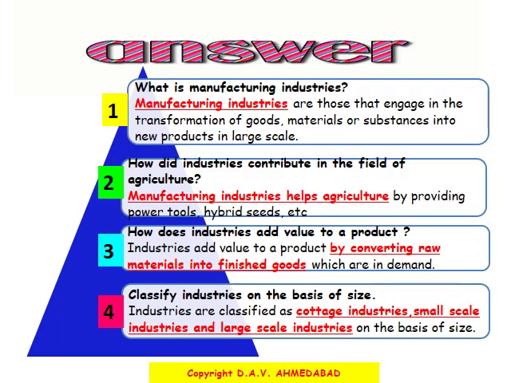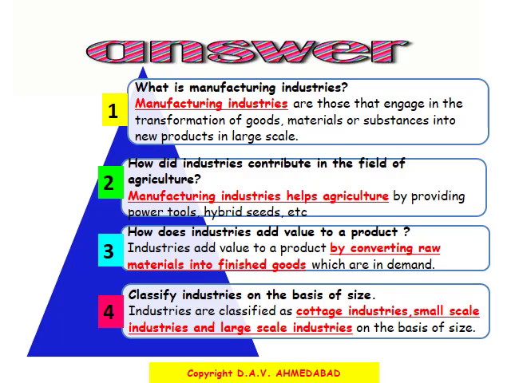Question number 2. How did industries contribute in the field of agriculture? Answer. Manufacturing industries help agriculture by providing power tools, hybrid seeds, etc. Question number 3. How does industries add value to a product? Answer. Industries add value to a product by converting raw materials into finished goods which are in demand.